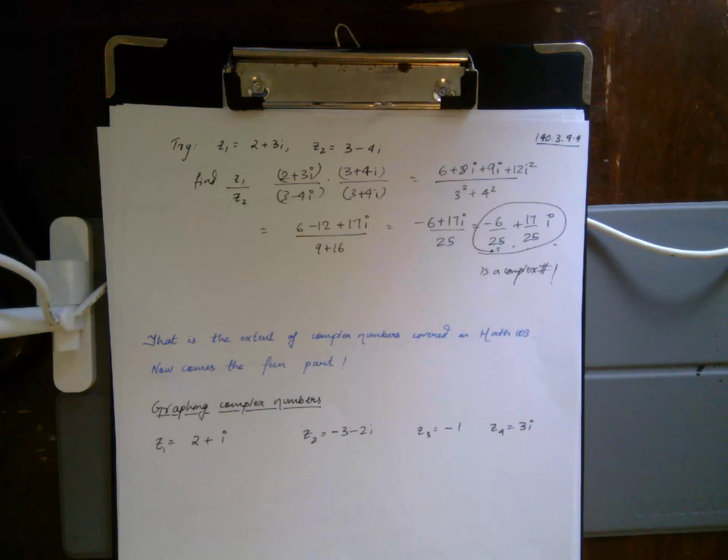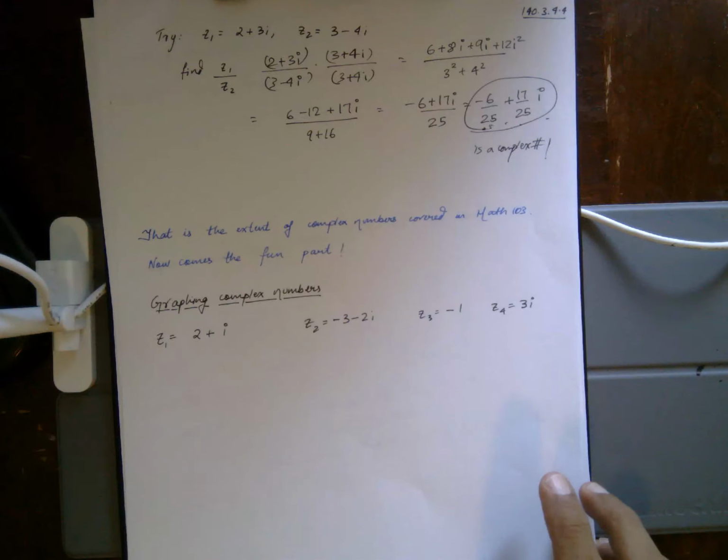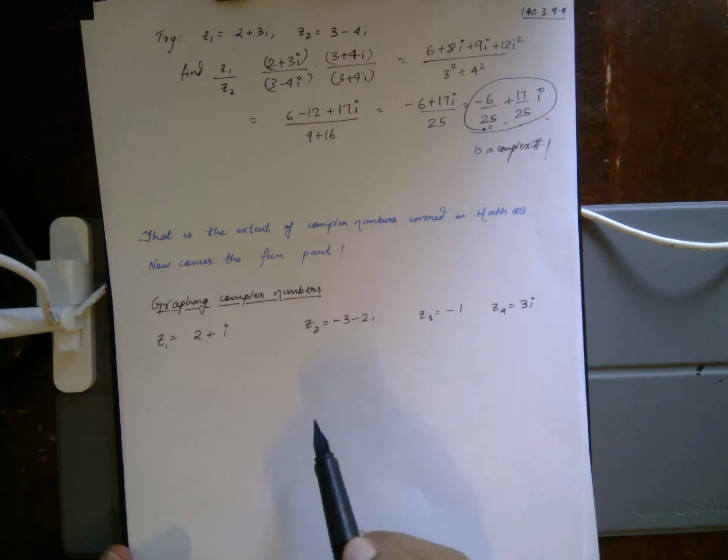Hi everyone, we're going to continue where we left off with the second video for day 4. We're going to learn how to graph complex numbers. Now we know that for real numbers we use the real axis, right? We use the number line.